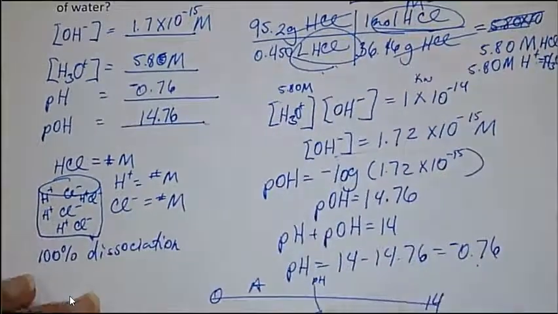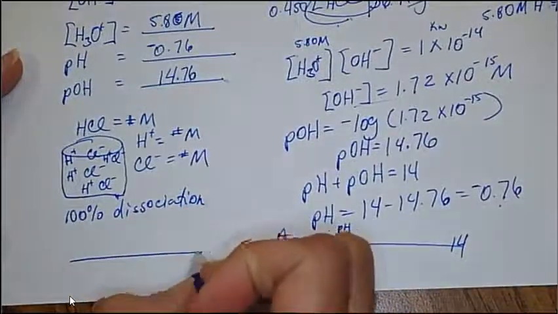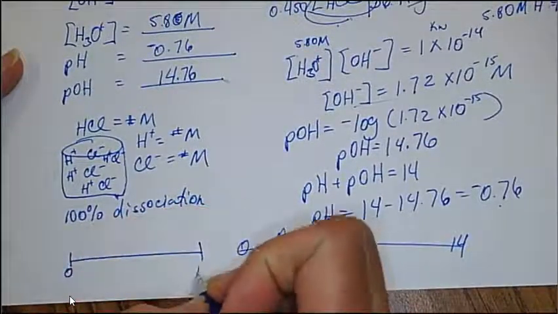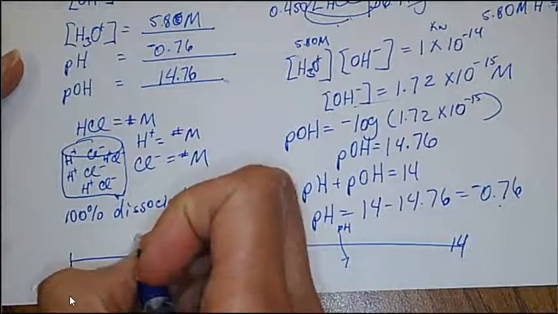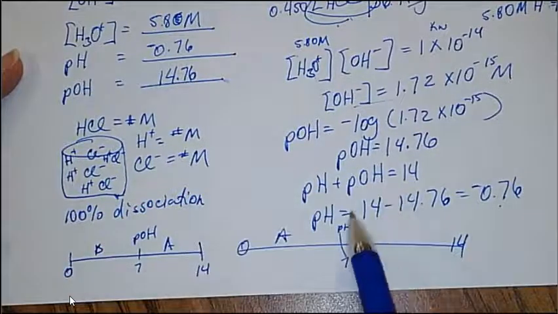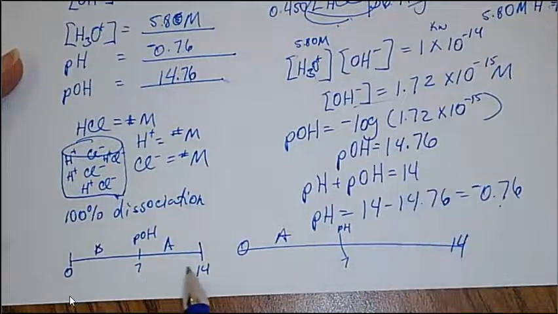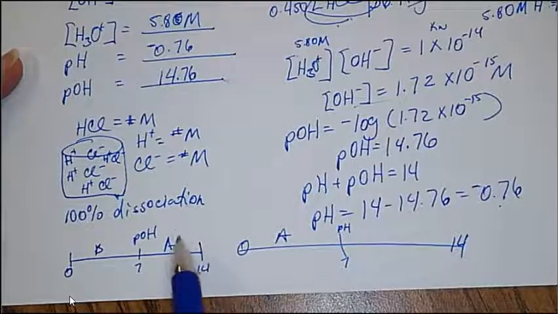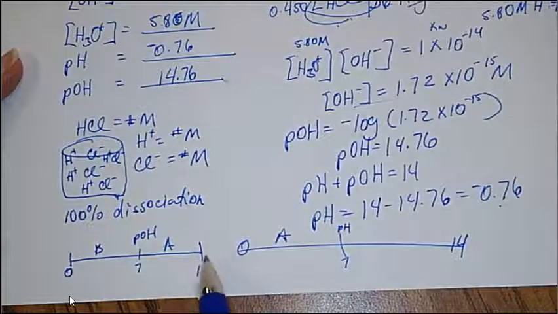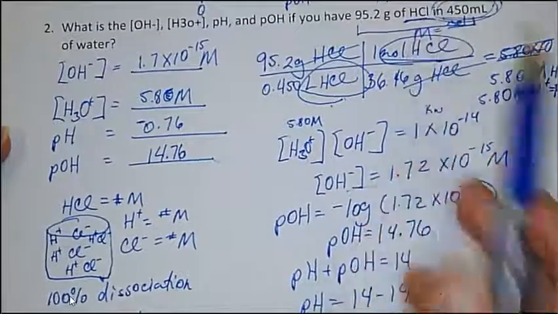Okay, if I'm using my pOH, 0 to 14, this would be my base, this would be my acid. My pOH in this case is 14.76. Again, 14.76, that is in the acid section of my pOH. So this would be a very strong acid that I'm using. And that totally makes sense.